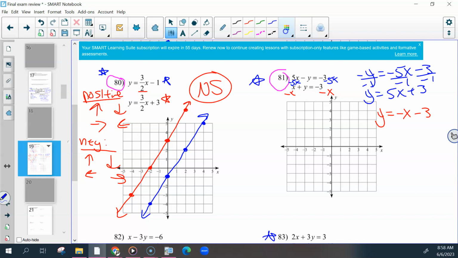So this first one would start at 3. And since it's positive, I can go up and right, but I can't go up 5. So instead, let's go down 5 and to the left 1. And that's as many points as I can fit on this graph.